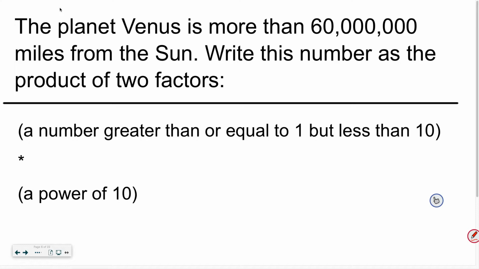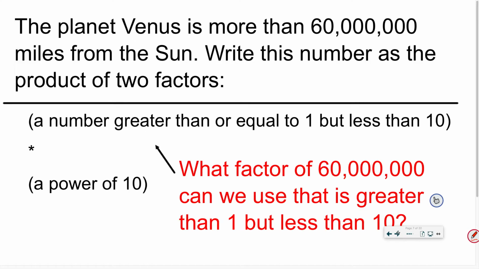But the first factor is going to be a number that is greater than or equal to 1, but less than 10. We're looking for a number between 1 and 10. That's going to be our first number. And we're going to multiply it by a power of 10. Okay, so let's take a look at what this would become.